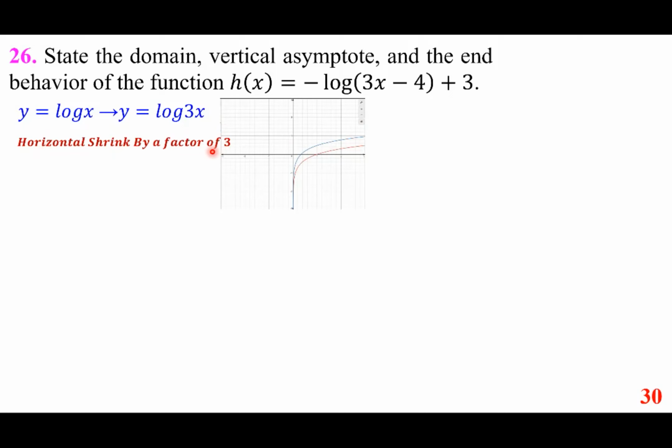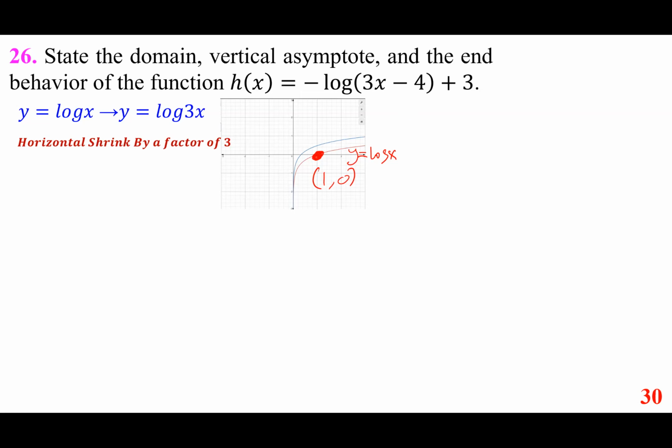Okay, so this one has coordinates (1, 0). So the red one is the basic y equals log x. Let me write it. And we should know the domain is from 0 to infinity, the range is all real numbers, and so on. It has a vertical asymptote, which is the y-axis, or x equals 0.